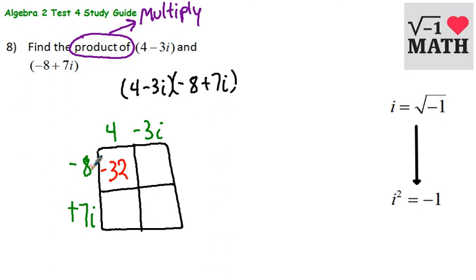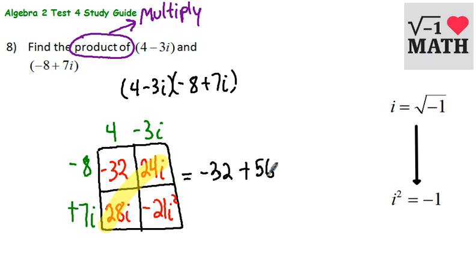Negative 8 times negative 3i, which would be a positive 24i. Positive 7i times positive 4, which would be a 28i. And then 7i times negative 3i, which would be a negative 21i squared. Alright, so same deal. Combine your like terms. Combine like terms there would be 28i and 24i. And let's see what we end up with here. So we would end up with a negative 32 plus 56i, because the 24 plus the 28.